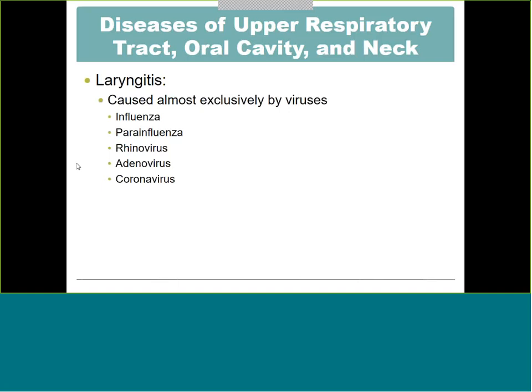So influenza, parainfluenza, rhinovirus, adenovirus, coronavirus, these are all respiratory viruses. Your rhino, your adeno, and your corona have a lot to do with colds and stuff like that. So these are all very much respiratory type viruses.